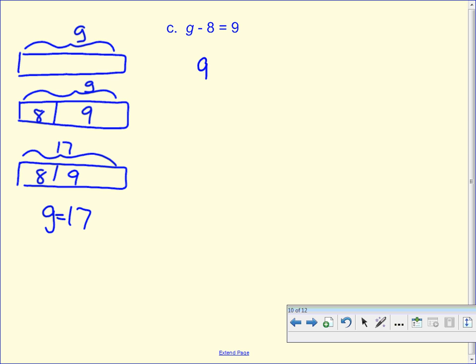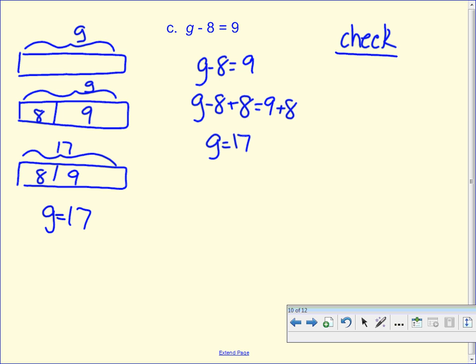So algebraically, G minus 8 equals 9. G minus 8 plus 8 equals 9 plus 8. So G equals 17. So now for the check, write the original equation, replace the letter with the number, solve, and since that's a true statement, it worked. It's a solution. Do you have to do the check for both of them? Yes. No matter which method you choose, you have to do the check.